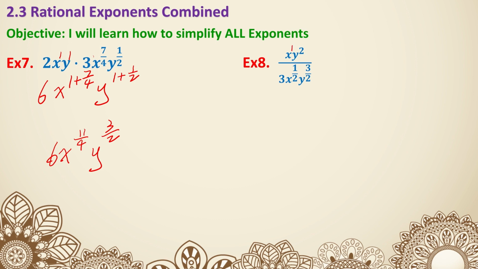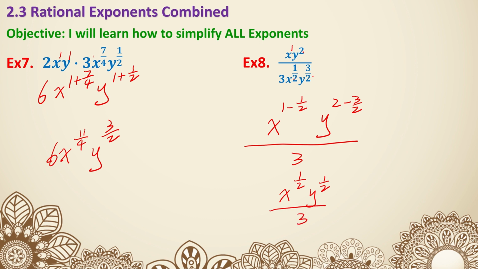That's a 1 on the top. So you should easily know 1 is bigger than 1/2, 2 is bigger than 3/2. So everything happens on the top of the fraction. Since we need to keep positive exponents, we just take the bigger one and subtract the smaller one. So it's actually x to the 1 minus 1/2 and y to the 2 minus 3/2. The 3 is still on the bottom. The whole thing simplifies to be x to the 1/2, y to the 1/2 over 3. There you go. That's example 8.